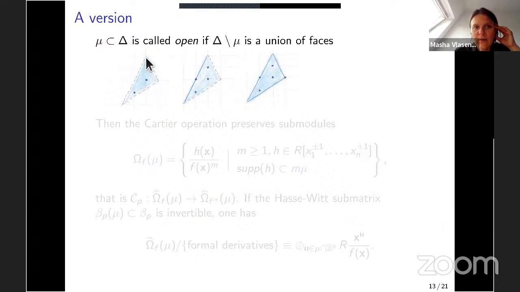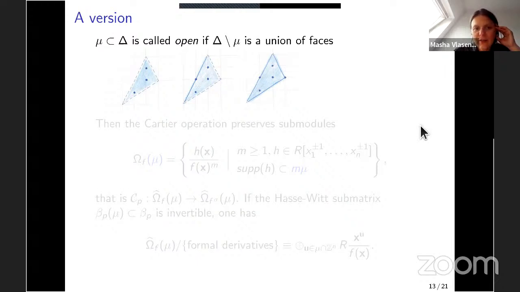So, for example, this is a two-dimensional polytope, and we can remove all faces of dimension 1. Here we remove two faces of dimension 1. We can also remove vertices, faces of dimension 0. Here is the polytope with two vertices removed. All these are open sets in our sense. This is a finite topology on delta.